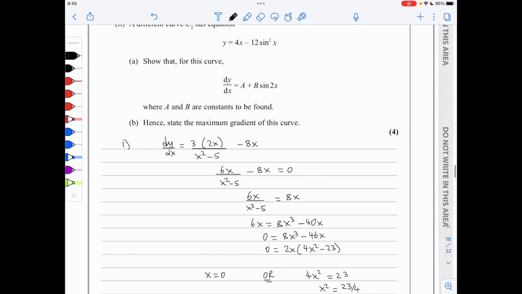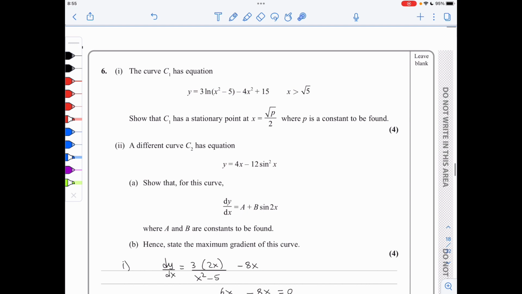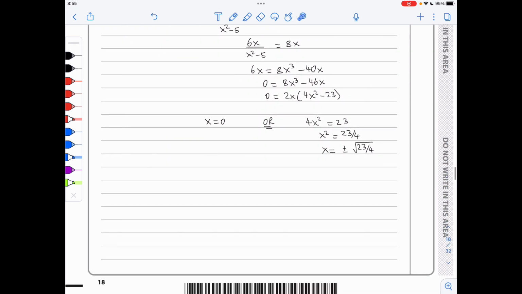Now, we have been told that this curve is defined for x being greater than root 5, so I reject the solution of x is 0, since x is greater than root 5, and I also reject the negative root, so I'm left with only the positive. So we've got x is root 23 over root 4, and the root of 4 is 2. So the constant p is 23.